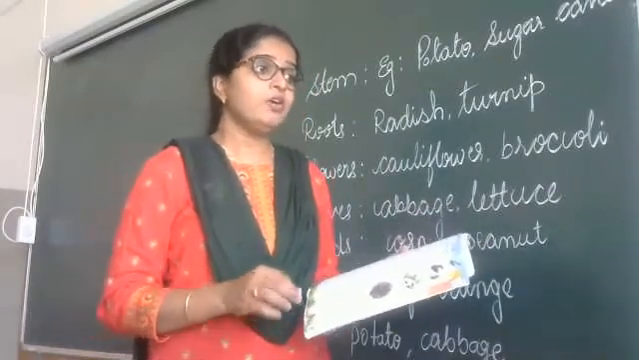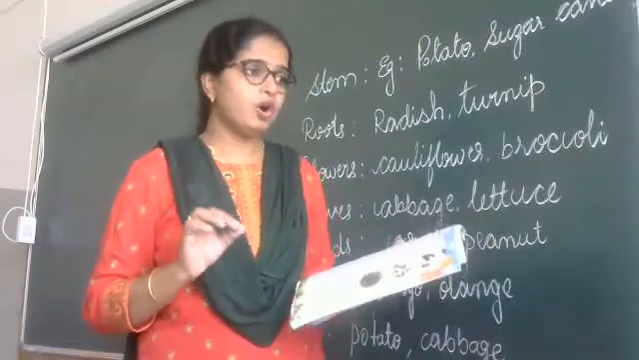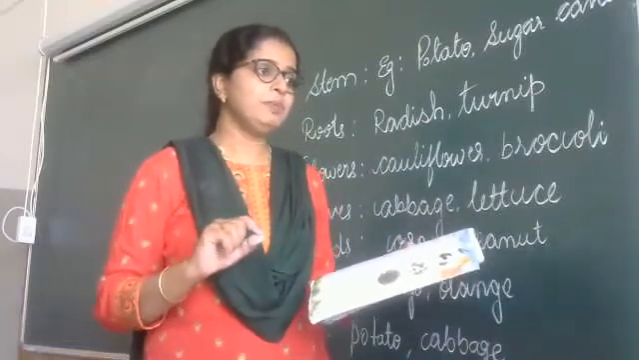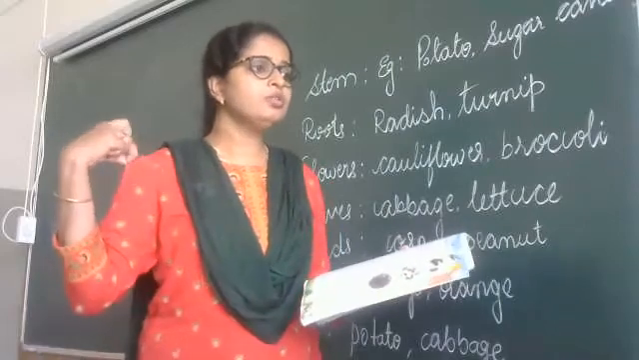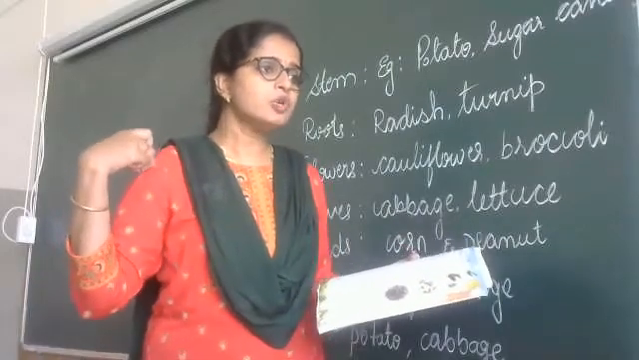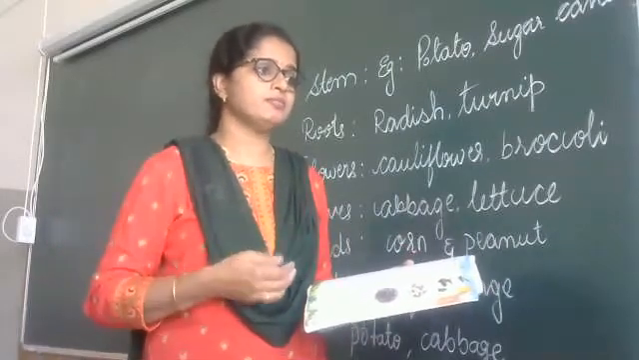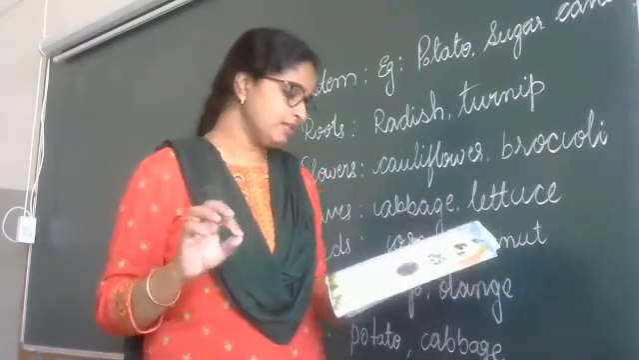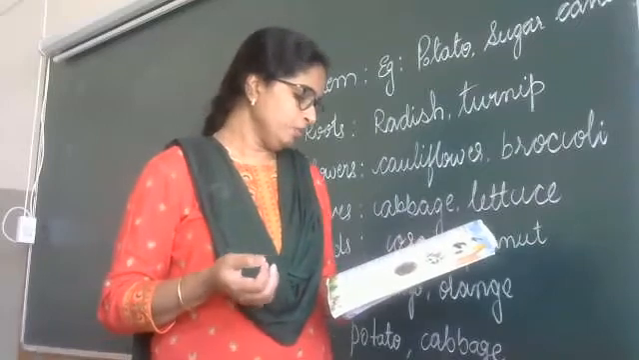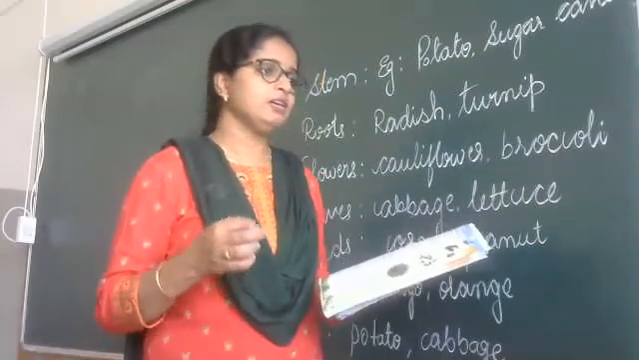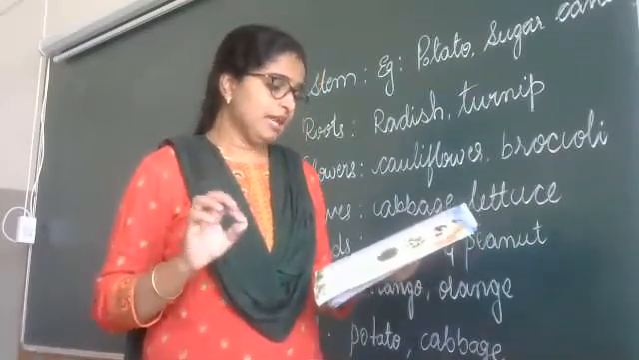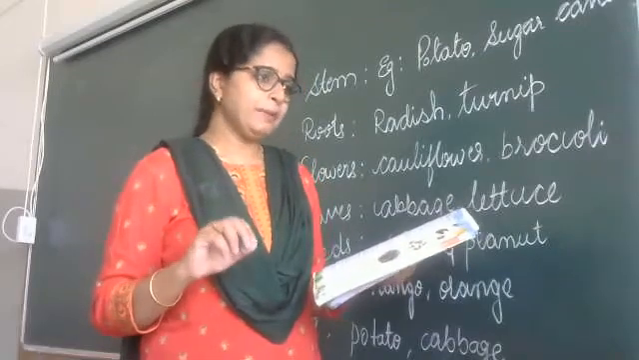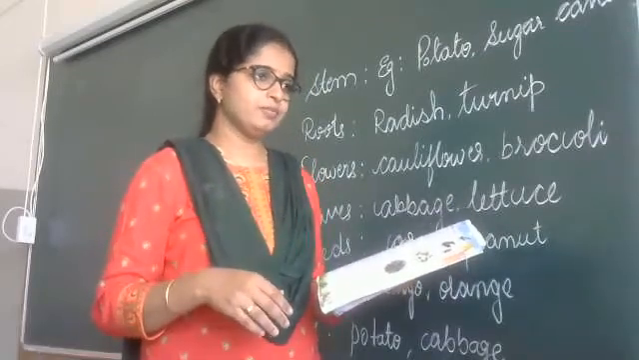We get fibers from cotton and jute plants. The cloth which we wear also comes from plants. Cotton plant and jute plants. Fibers are thread-like parts that can be made into cloth, paper and rope.